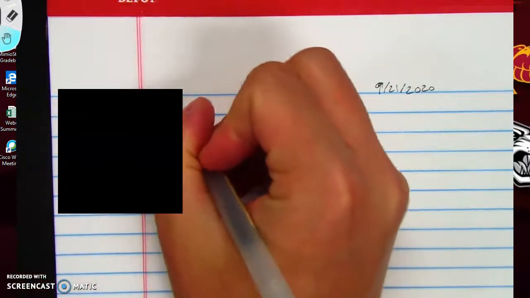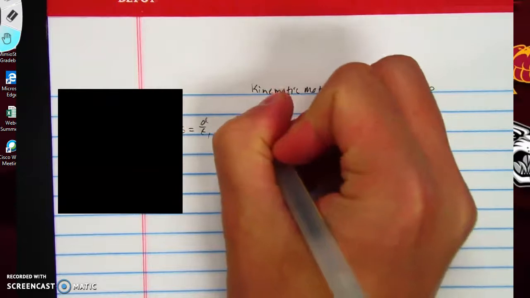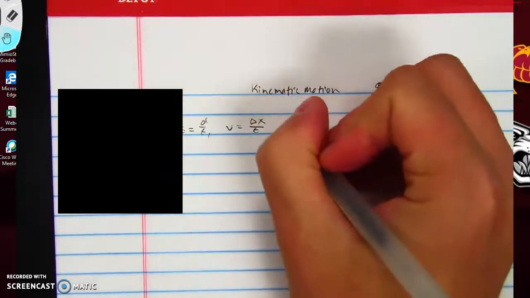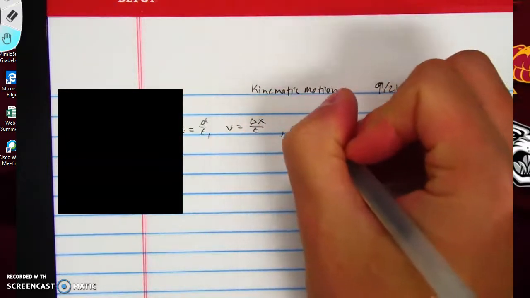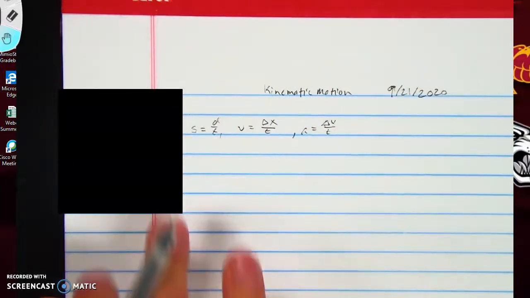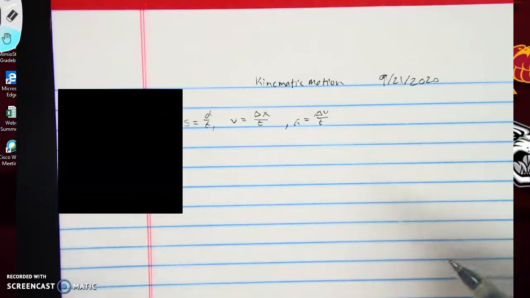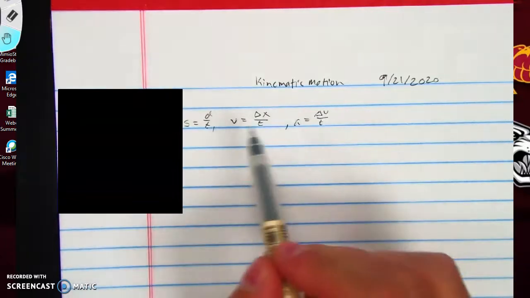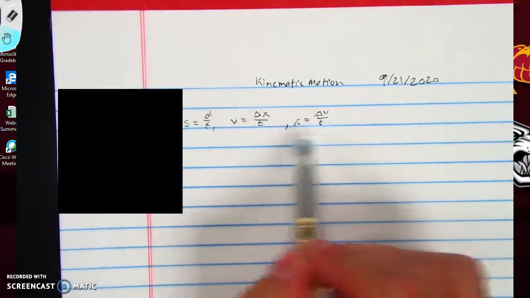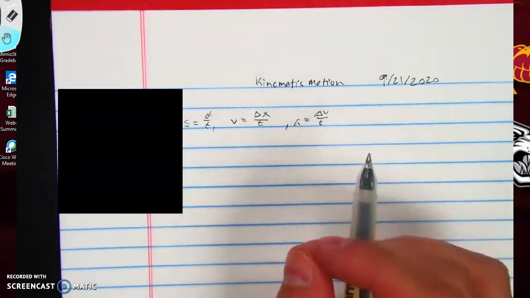We have our speed, distance over time; our velocity, which is our change in distance or displacement over time; and our acceleration, which is our change in velocity over time. These three ways are very limited, especially as you saw in the quiz. If I don't have every bit of this information, it's very hard to use these equations, and I have to use multiple steps.